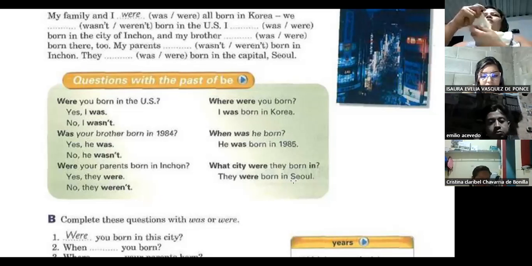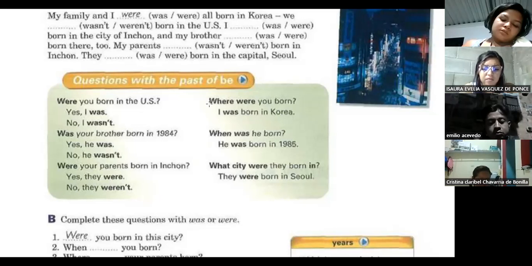Entonces ahí digo la ciudad del país que acabo de decir. For example, if I say, where were you born? I was born in El Salvador. What city were you born in? I was born in San Salvador, right? I was born in San Miguel. I was born in Apopa. I was born in Usulután. Okay, so that's the way. Esta es como de seguimiento de esta.